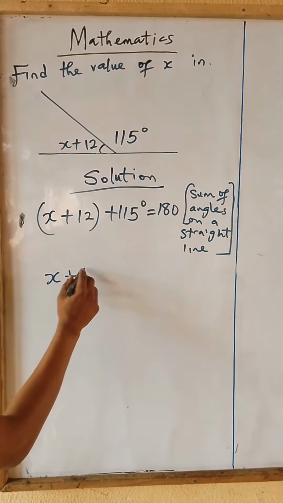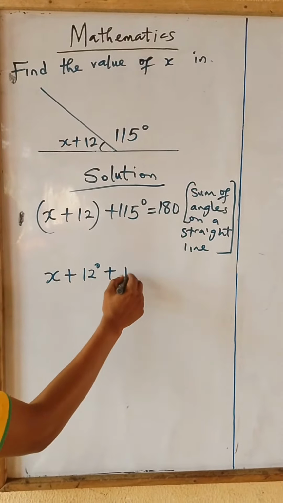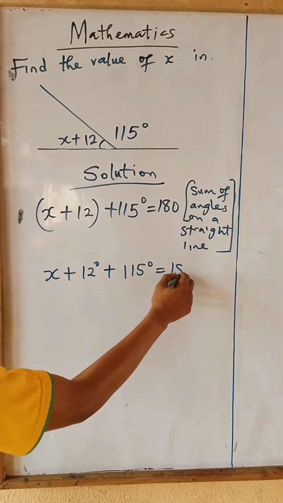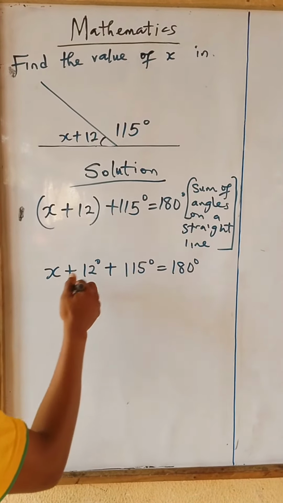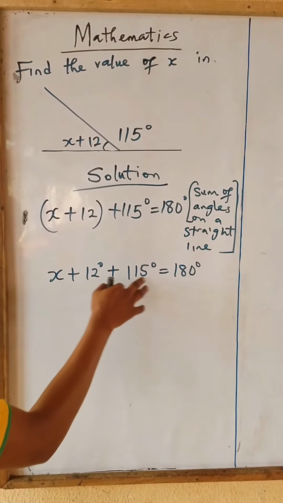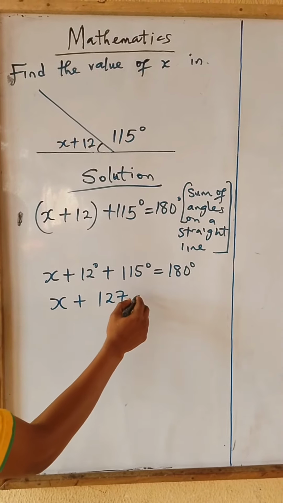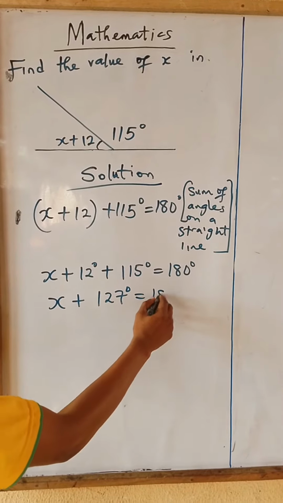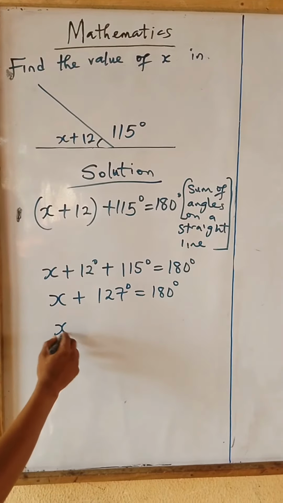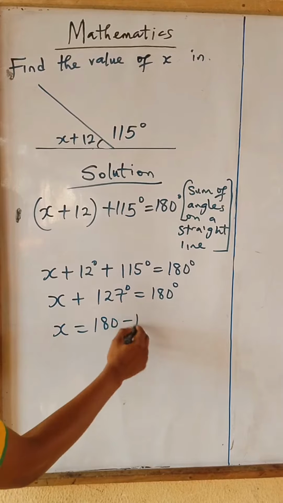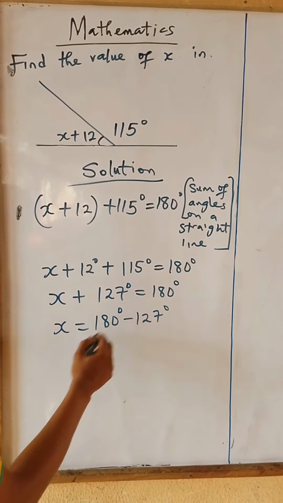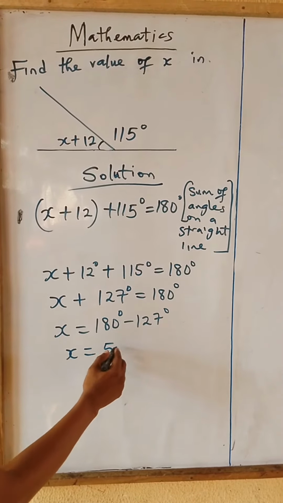We are going to have x + 12 degrees + 115 degrees equals 180 degrees. We are going to add 12 + 115, and we are going to have 127 equals 180. So x equals 180 minus 127, and x equals 53.